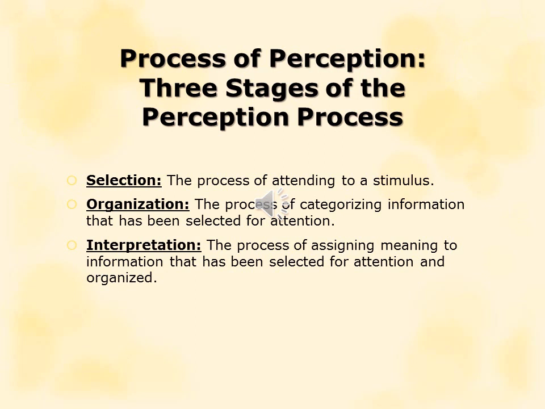And then our interpretation, which is really where the perception comes in, is the process of assigning meaning to the information that has been selected for attention and organized. And so the optimist will assign meaning to that half glass of water and say this half glass of water is half full, whereas the pessimist will assign a meaning to it through his interpretation that it is a half empty glass of water.